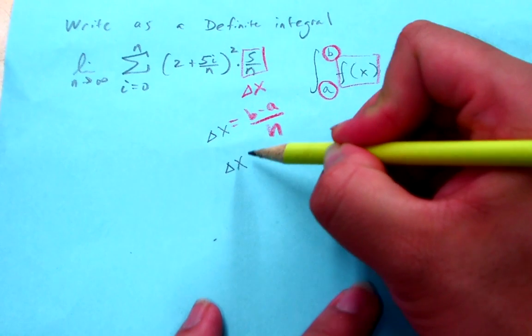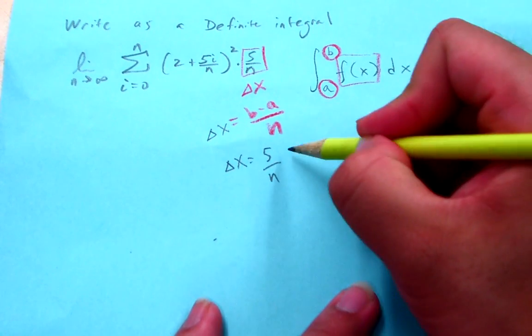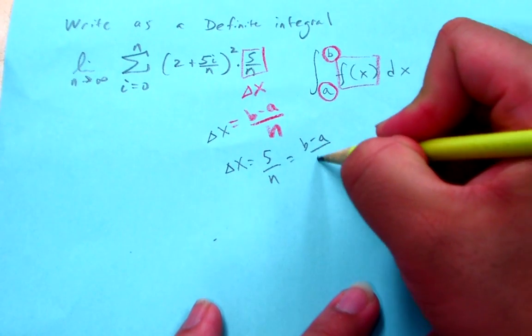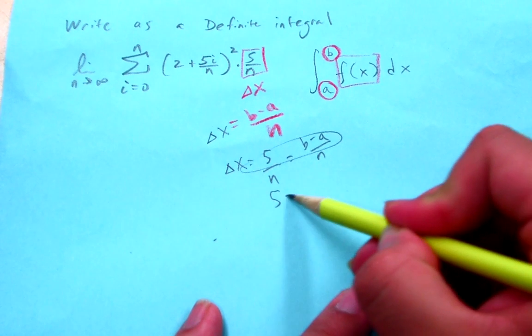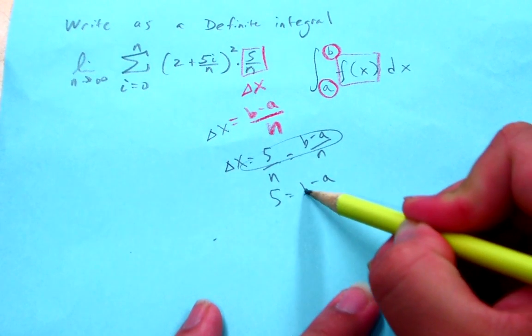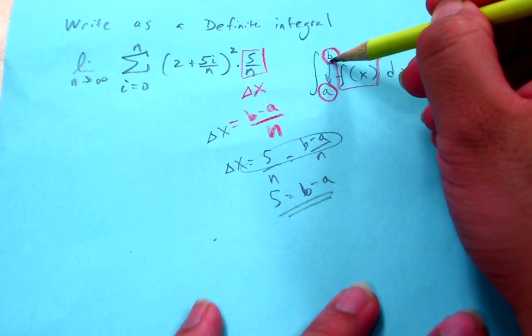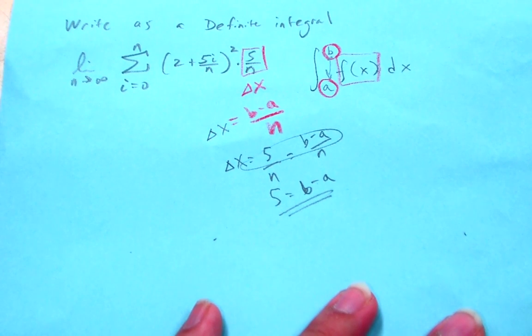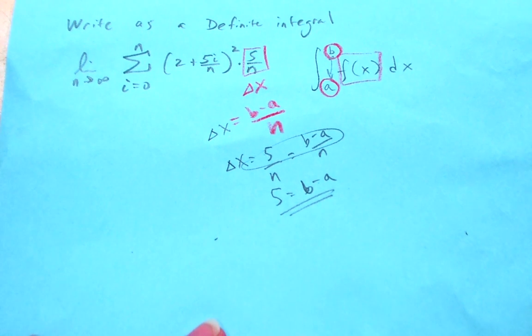So in this particular case, delta x is 5 over n, which is to say that's also b minus a over n. And from the property of equality, you can see that 5 must equal b minus a. So this will be useful in just a moment. What that basically means is our interval space is 5 units wide. We're going from some number to some other number that's 5 more than it.